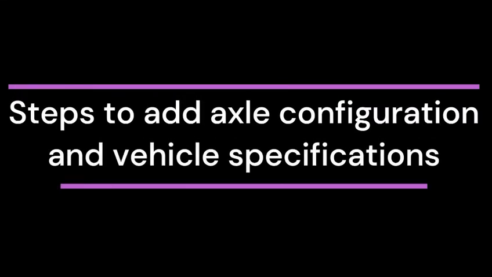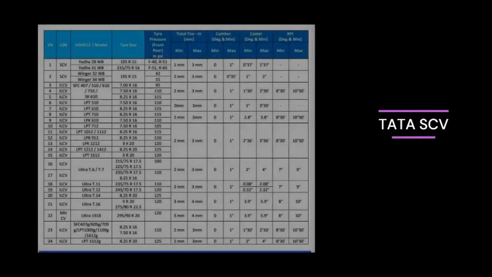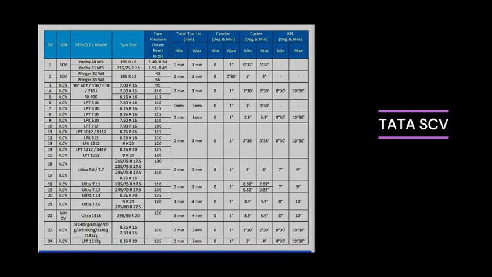Hi. In this video, we will understand the steps involved in adding a new vehicle configuration with wheel alignment specs. Let's consider an example of a 5-axle truck that we would like to add the configuration and specs for. Always refer to the manufacturer's service circular for wheel alignment specifications.